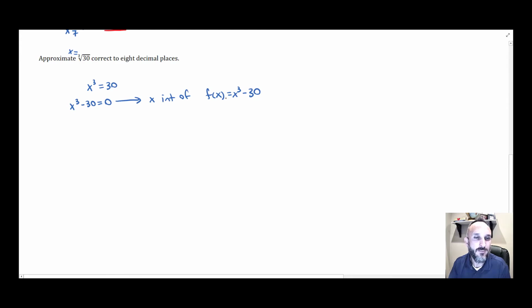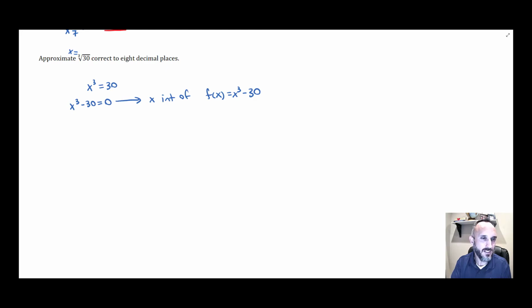Now, if you think about, now let's go backwards. If I ask you for the x-intercept of this function, the way you would do it is you'd plug 0 in for y and solve for x, right? And you could see that if you did that, you would get the cube root of 30. So the cube root of 30 is the x-intercept of this function. Now, that's easy. We know that's the x-intercept. But what we want to do is actually find the decimal representation of this correct to 8 decimal places. That's where Newton's method comes in handy.